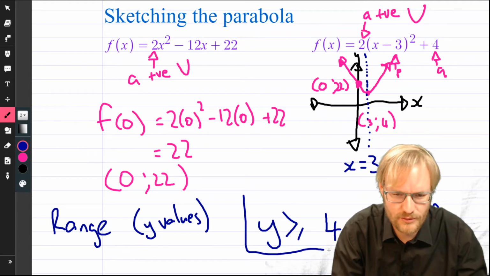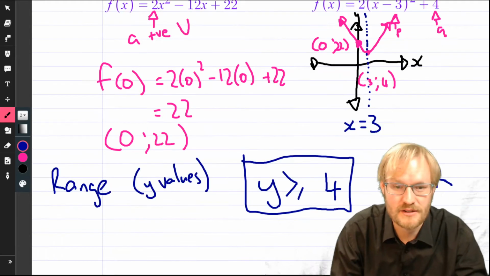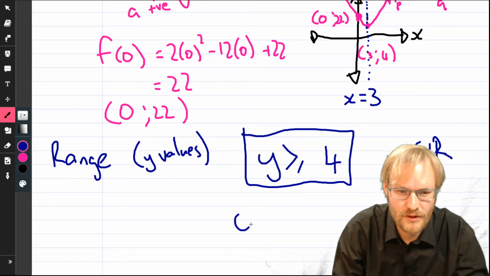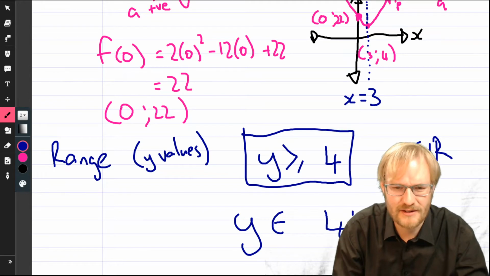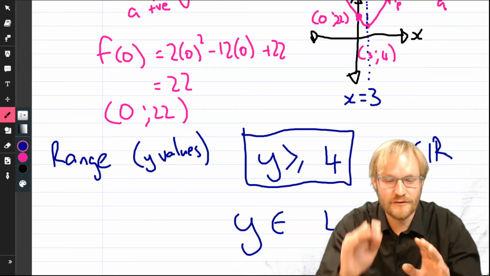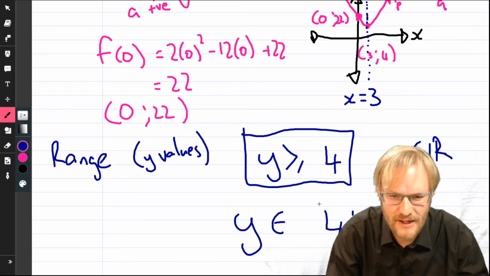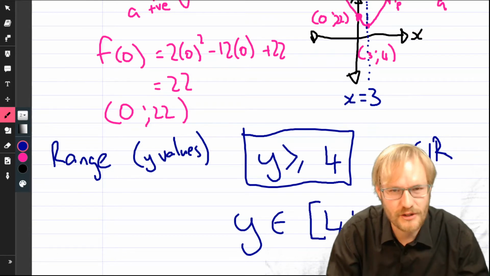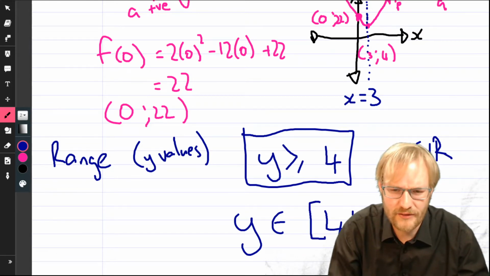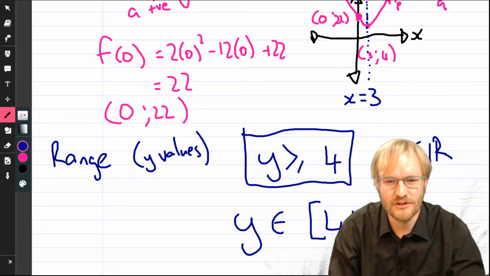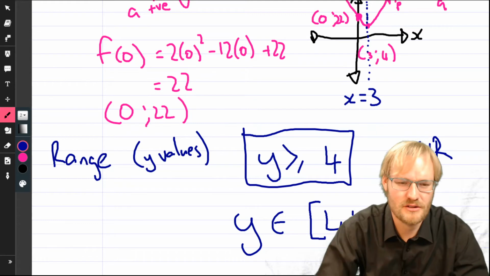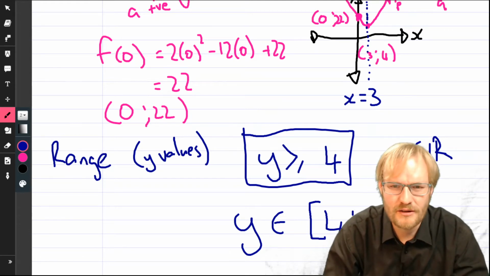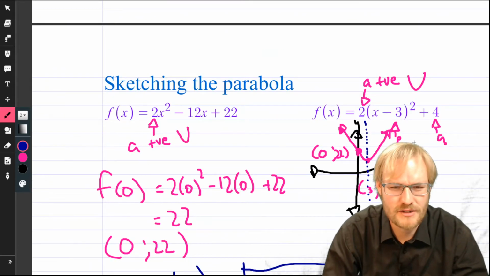But this is the important bit here. If you wanted to write this in another form, you could have said y is an element of [4, infinity). And definitely useful to know both forms of writing these inequalities. It includes 4, so we've got a square bracket. We can never get to infinity, so it excludes it. So there's our range. Our domain's all x values, so it's not too interesting. And there's everything we can write and sketch about our parabola.